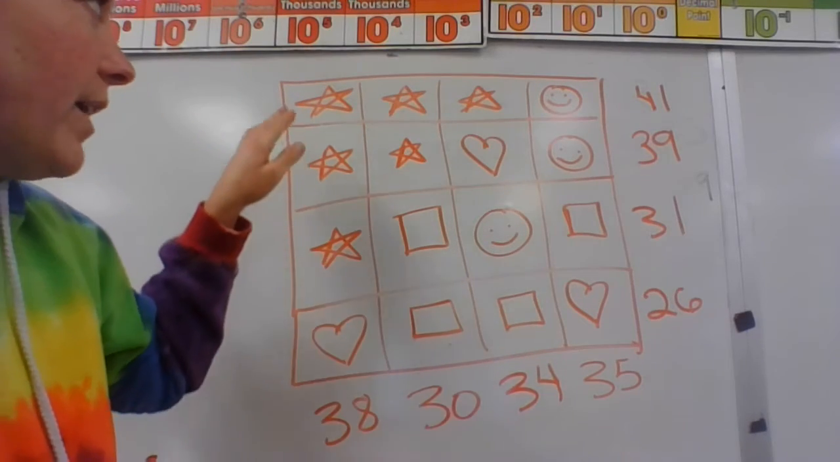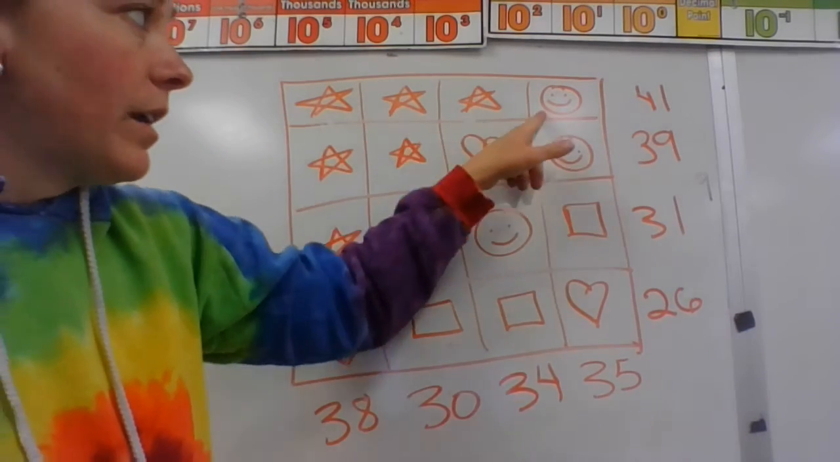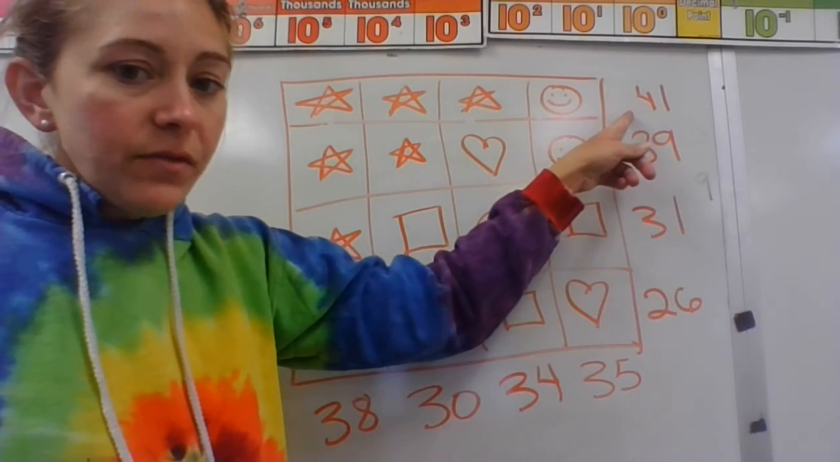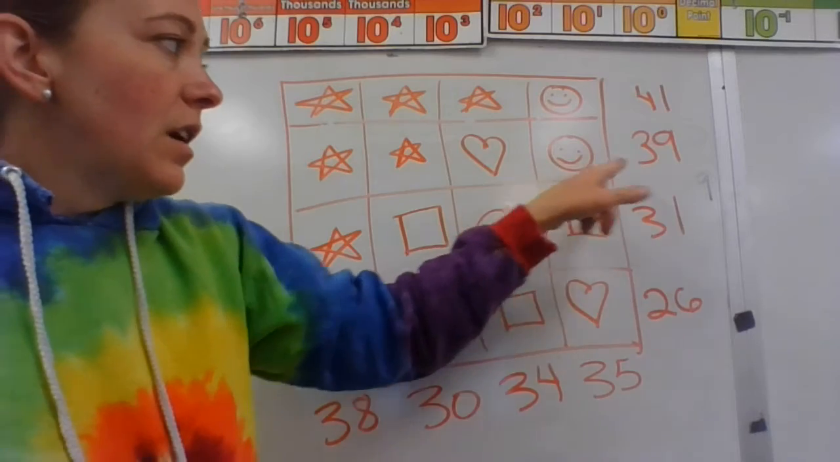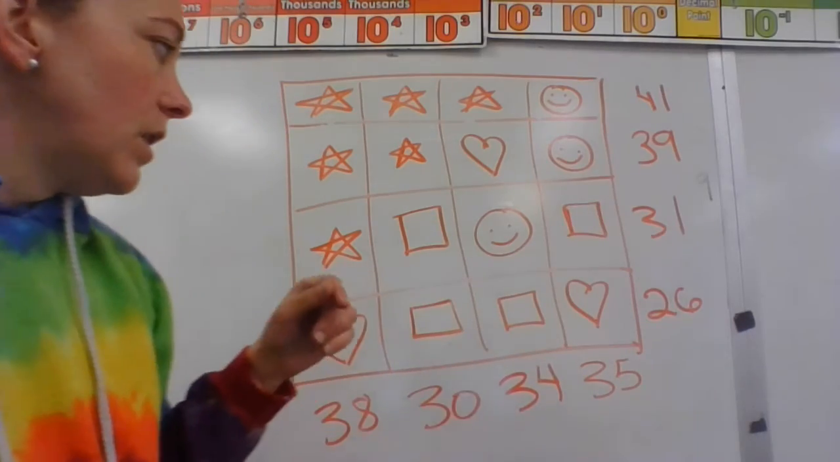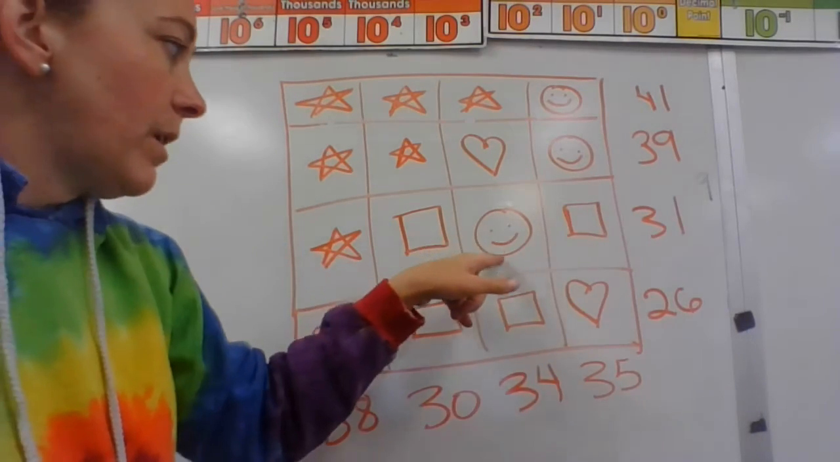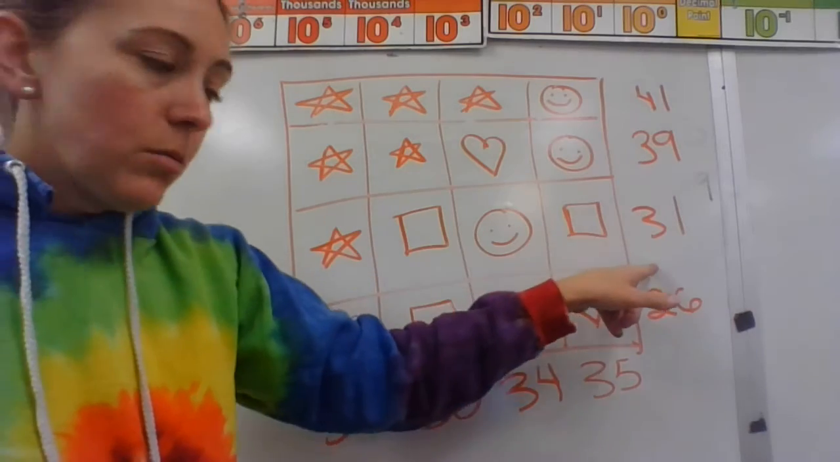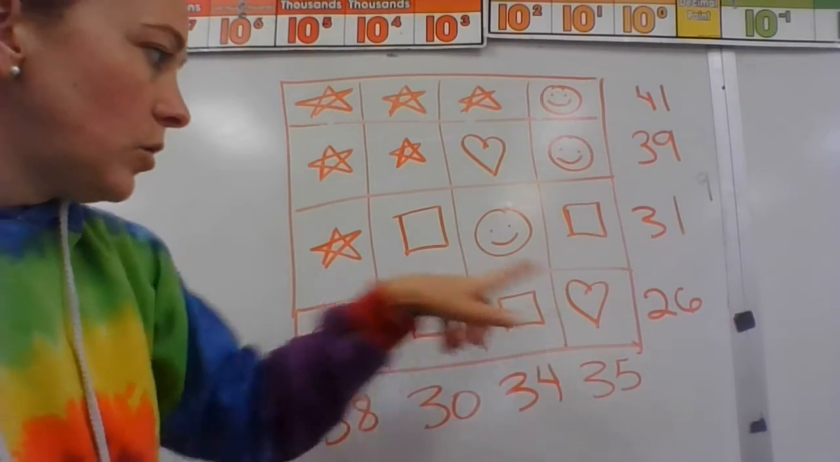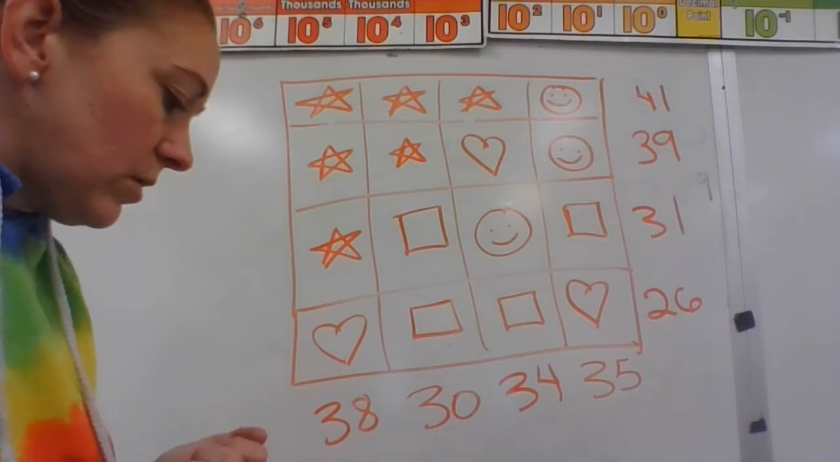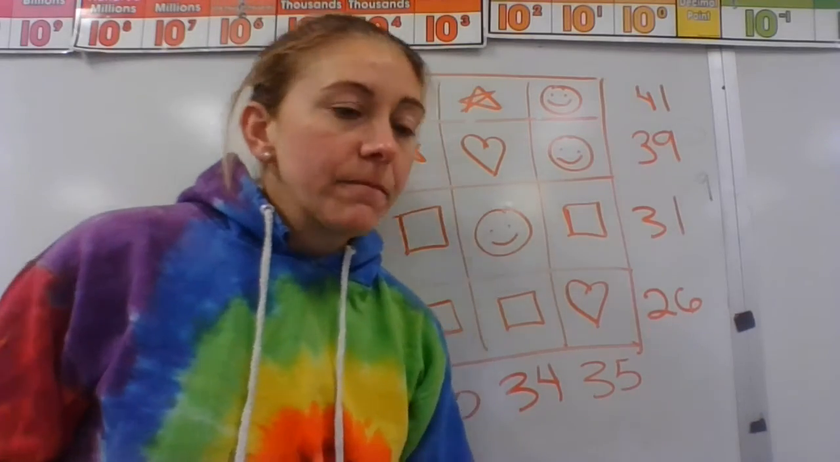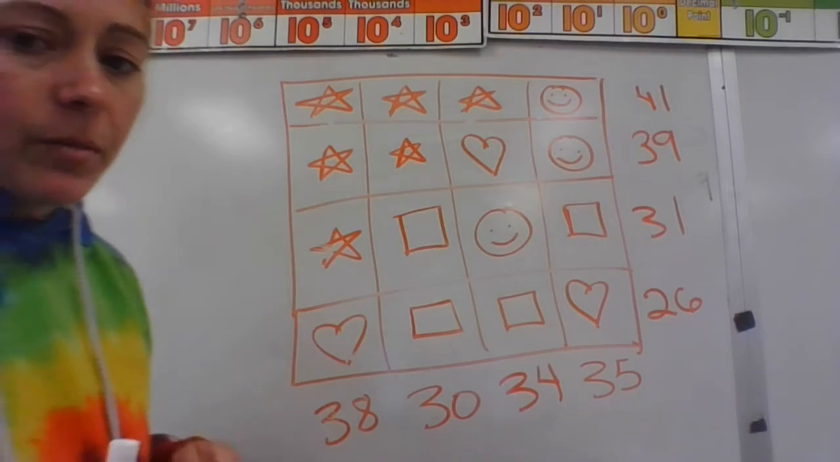So if I add up 3 stars and a smiley face, their value is 41. Or if I add up 2 stars, a heart, and a smiley face, their value is 39. And so on. 2 squares plus a smiley face plus a star are 31, and 2 squares and 2 hearts equal 26. So the first thing I started doing when I was solving the other one was looking for patterns.